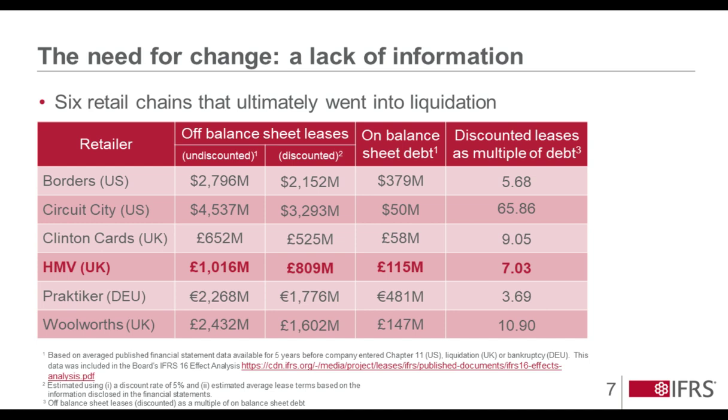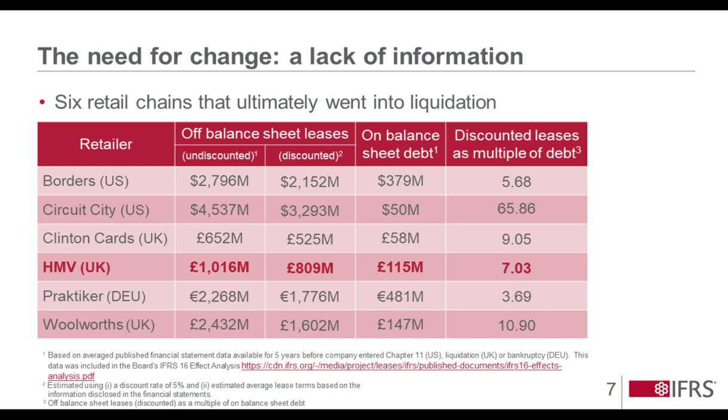Now, of course, what I can't say is that the off-balance sheet debt was the reason that all of these companies ended up in liquidation. What I can say, however, is that when we performed this research as we developed the leases standard, every retailer we looked at that had gone into liquidation showed these high levels of off-balance sheet debt. And it wasn't the case that we actually had to go hunting for this result. So all of these retailers that had gone into liquidation had significant lease obligations that were not reflected on the balance sheet, a potentially significant lack of information.